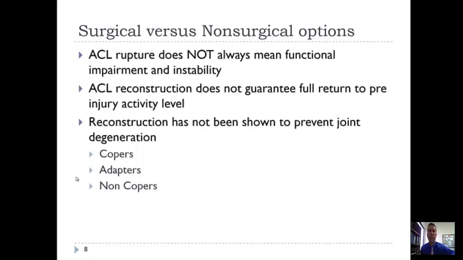A non-coper is somebody that, even with their more benign, more low-level activities, they have functional instability. So a non-coper really can't function on a normal daily basis without an ACL. They just have too much giving way, too many knee problems.